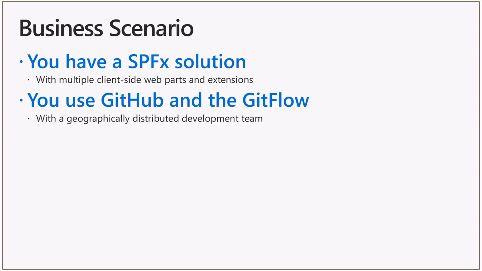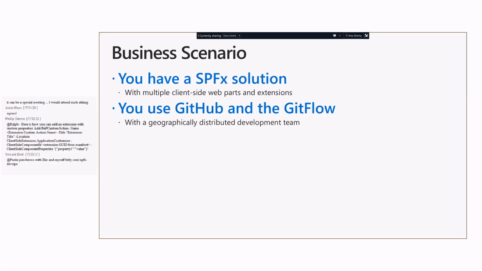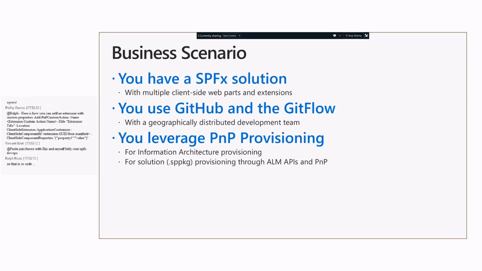So we have a project, we have multiple people working all over the world, and we have GitHub in the back end for source code management. We want to leverage the PnP provisioning engine for the provisioning of the information architecture of the solution, as well as for the deployment and provisioning of the customizations built with SPFx, leveraging the ALM APIs that we now have in SharePoint Online and, of course, in PnP as well.